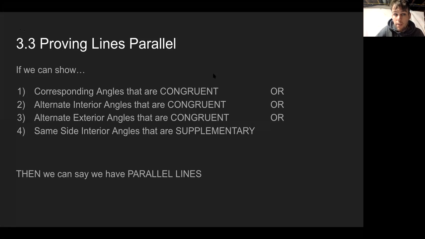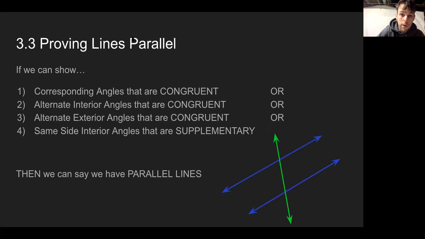So we're going to say if we can show any one of those four theorems or postulates, those angle relationships exist, then we can say that the lines are parallel to each other. So we will not be assuming the lines are parallel. We will be showing it by showing one of the relationships. So when we have a picture of some parallel lines intersected by a transversal, now, again, we're not assuming those lines are parallel right now. We're going to be showing it.